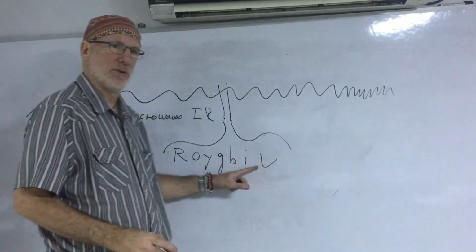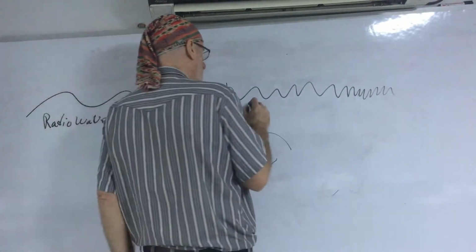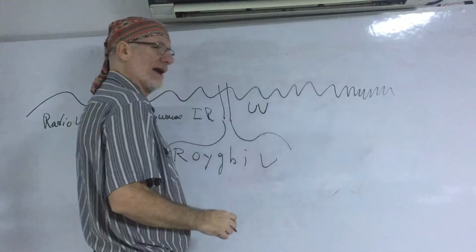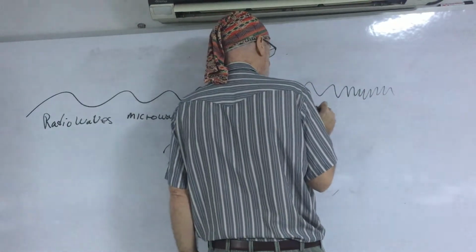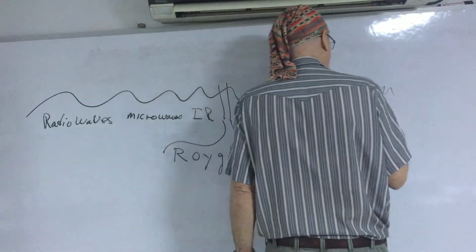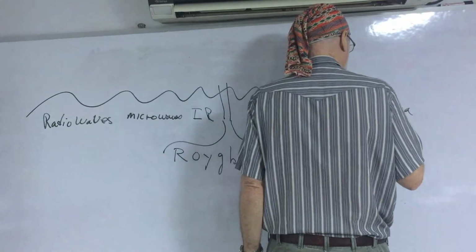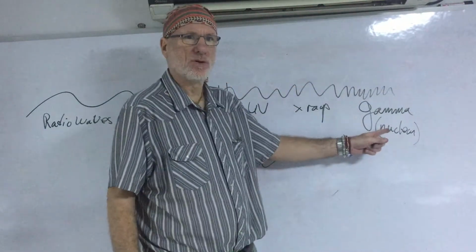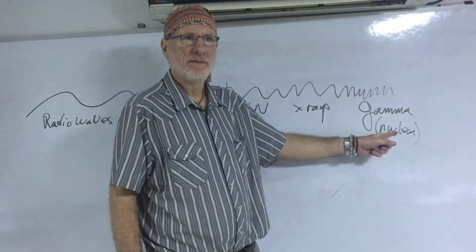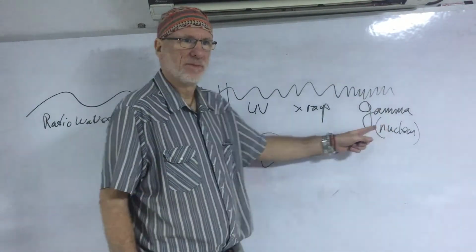Red, orange, yellow, green, blue, and violet. It's visible light, right? Then you have ultraviolet light, okay? Then you have X-rays. Then you have gamma. Heavy radiation, nuclear radiation. Yeah?